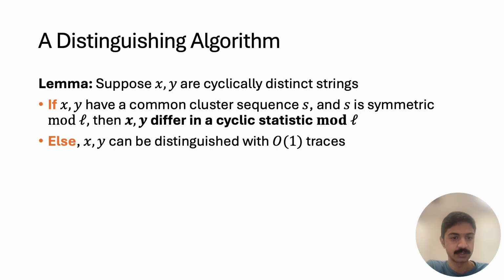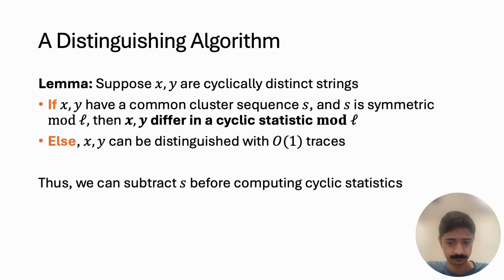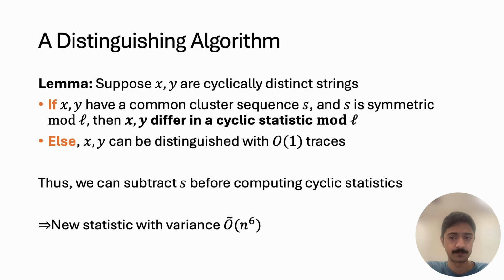If this is not the case, then x and y can be distinguished with a constant number of traces, since all you need to do is cluster the gaps and then look at the sequence of clusters to distinguish x from y. You don't even need to worry about distinguishing elements within clusters. This means that if we're in the first case, we can safely subtract S before computing any cyclic statistics without erasing any differences between x and y. This gives us a new statistic with variance roughly n to the sixth, which also implies an n to the sixth algorithm, since we wanted to estimate the cyclic statistics to within constant error.